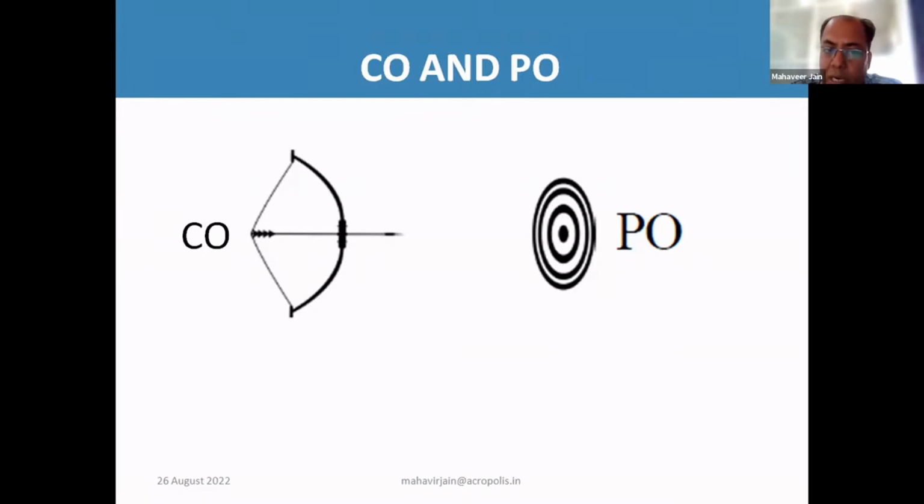So you try to target your PO and you hit it with the help of CO. So CO is the mission and PO is the vision, basically. If I can relate it with vision and mission, PO is my vision, and to achieve that PO, CO is my mission. So with the help of the course outcome, the course objective that I am teaching in a particular semester, that should be hit to my program outcome.